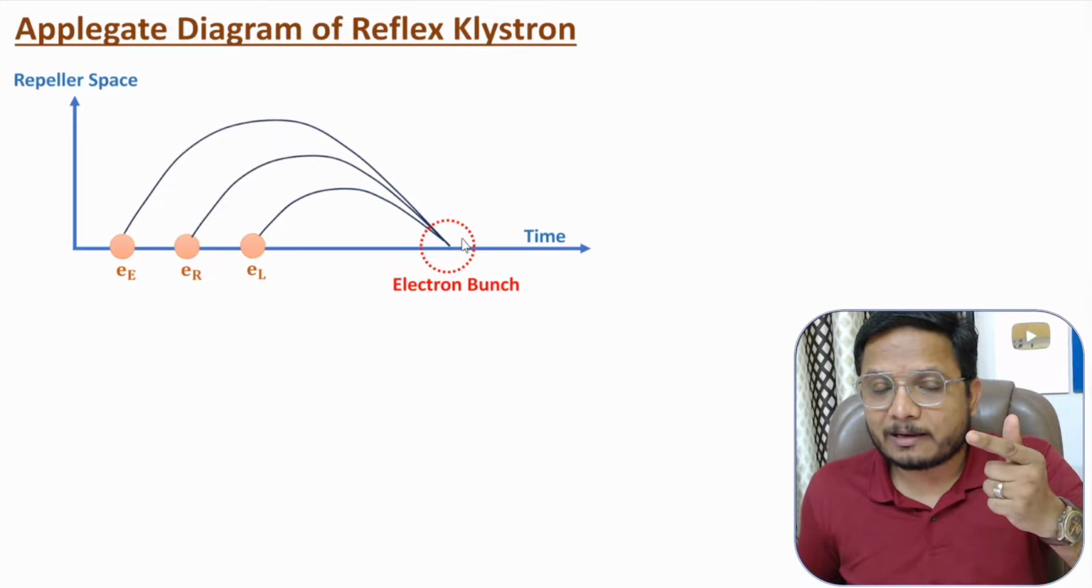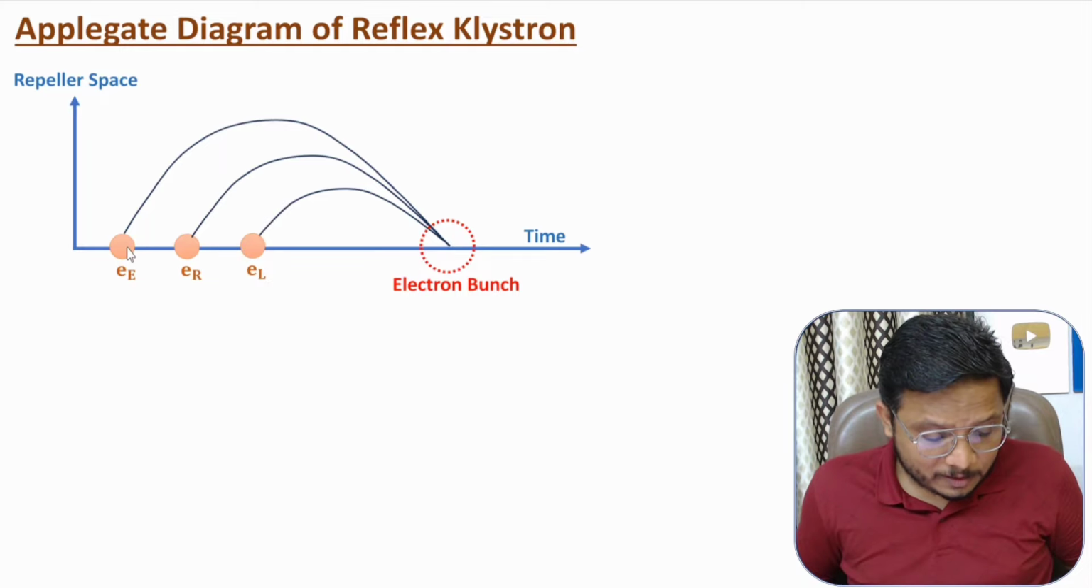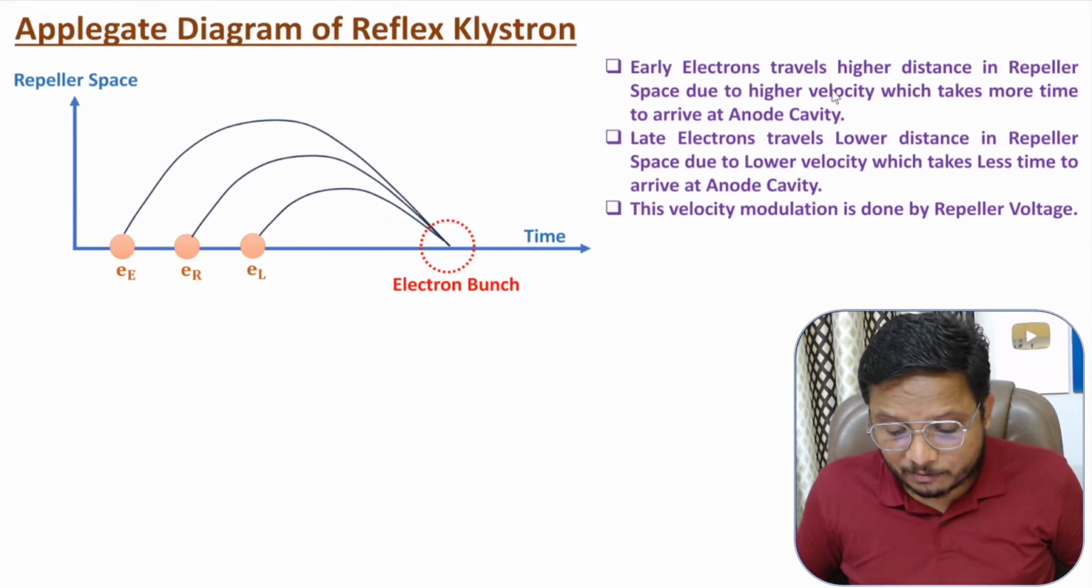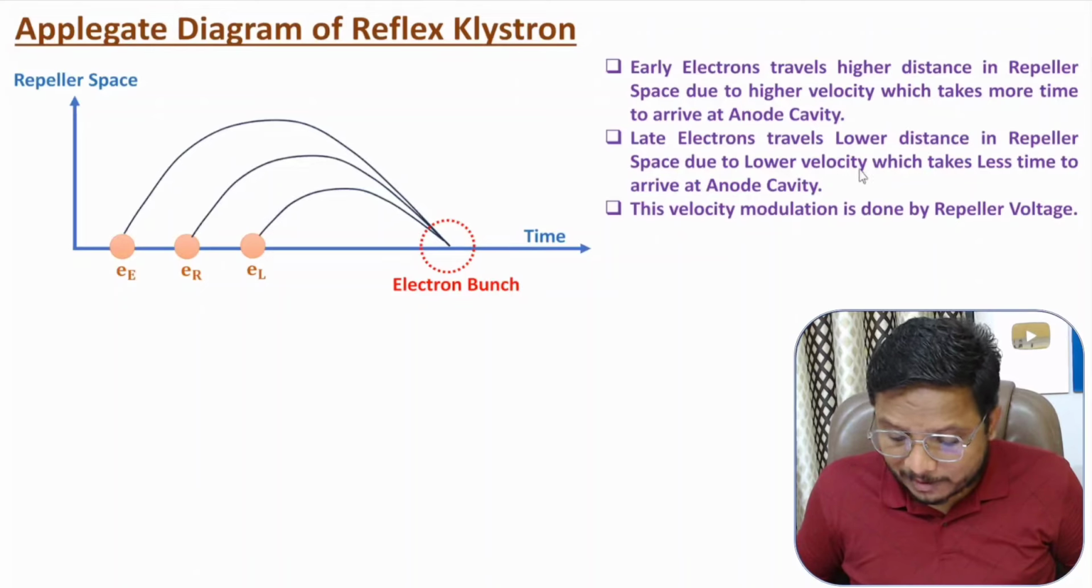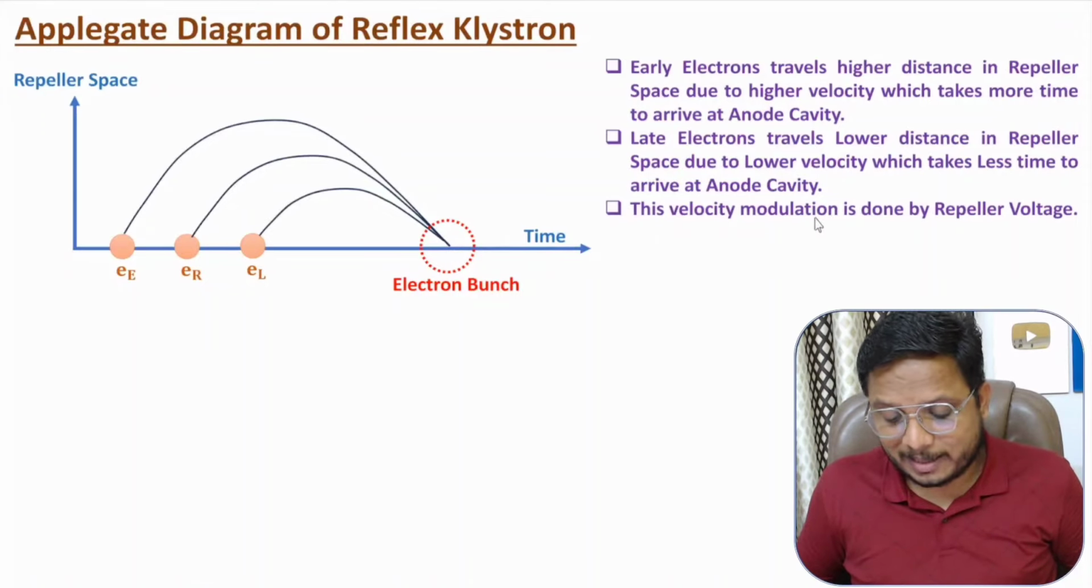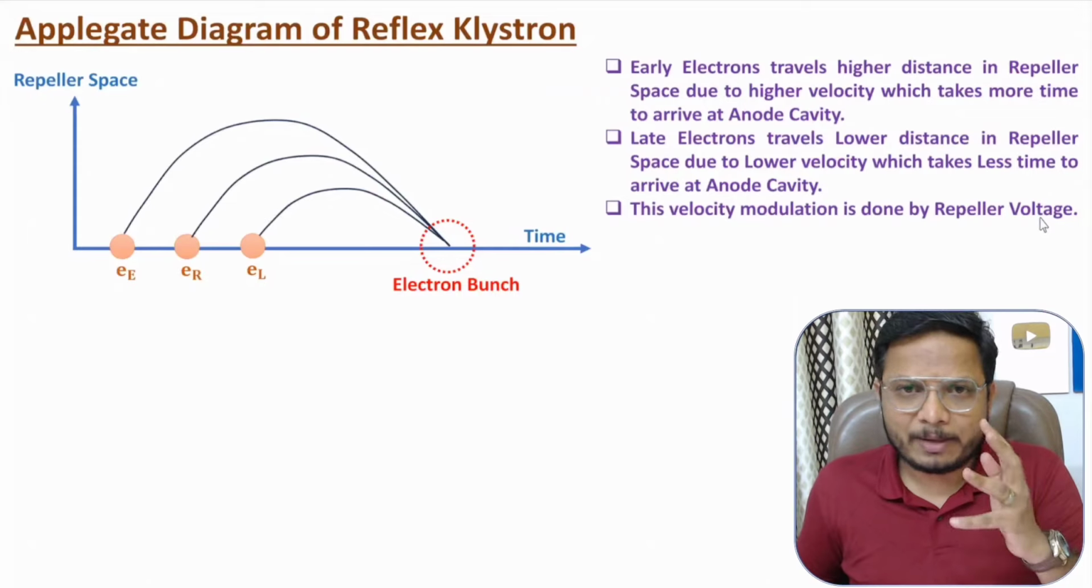that is generating a microwave signal, right? Here one thing that you need to take care of: this early electron travels a larger distance, and it has higher velocity as well, which takes more time to arrive at the anode cavity. And this late electron travels a lower distance in the repeller space due to lower velocity, and it takes less time to arrive at the anode cavity. So here the early electron has higher velocity, the late electron has lower velocity, and based on the difference in velocities, it is generating an electron bunch at the anode cavity, that is referred to as velocity modulation, and that is done with the use of repeller voltage. Let me explain how.